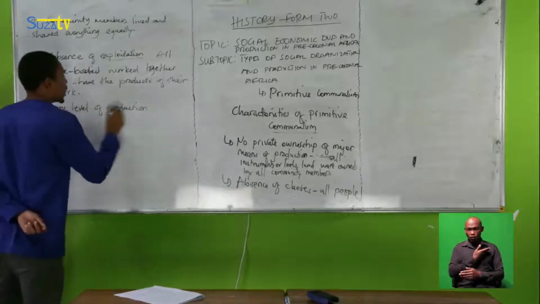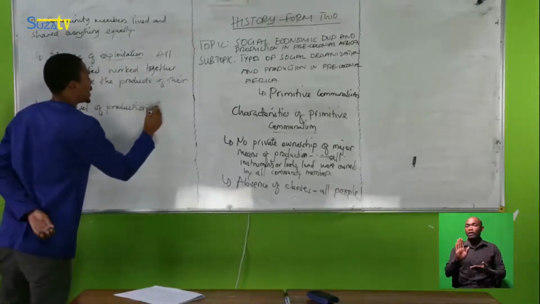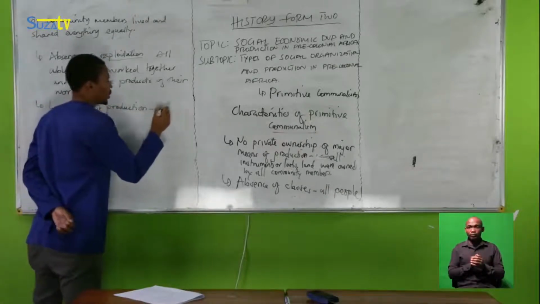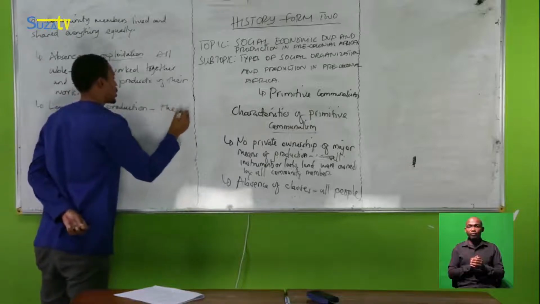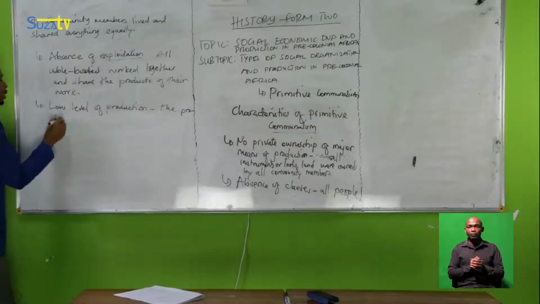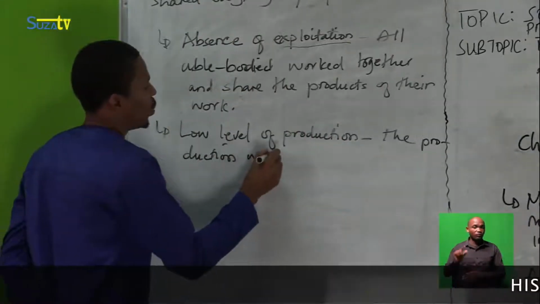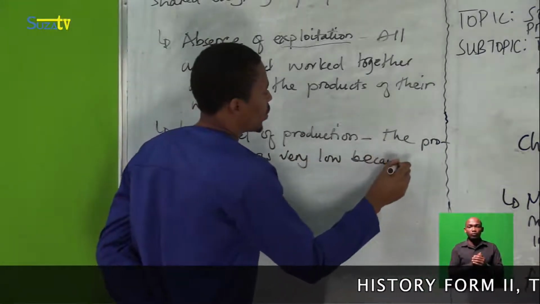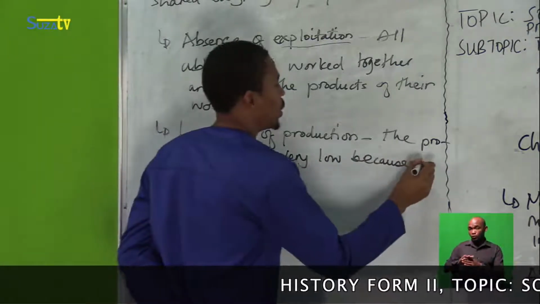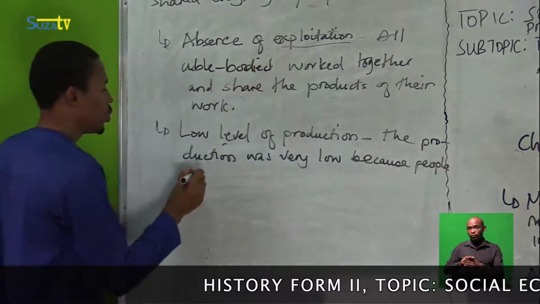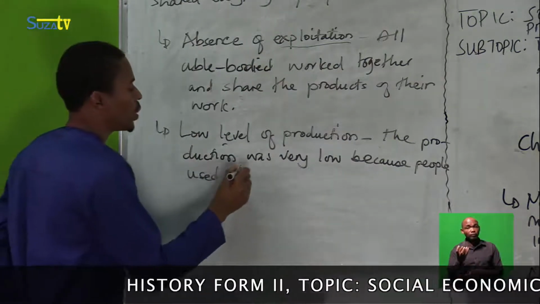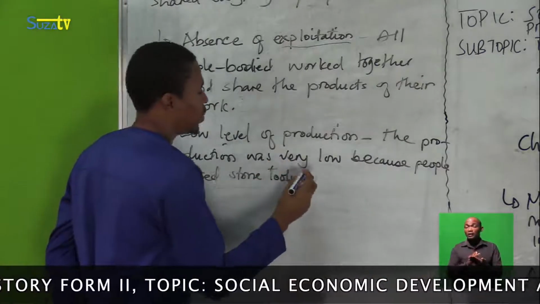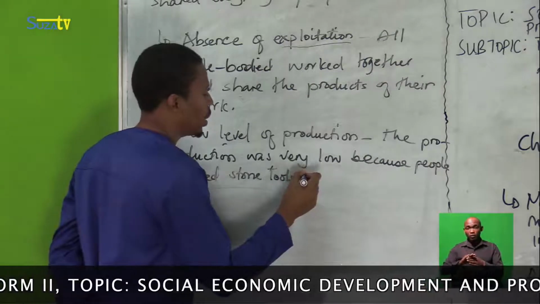The production was very low because of the instruments they used in production. The production was very low because people used stone tools, or some community members used wooden tools.